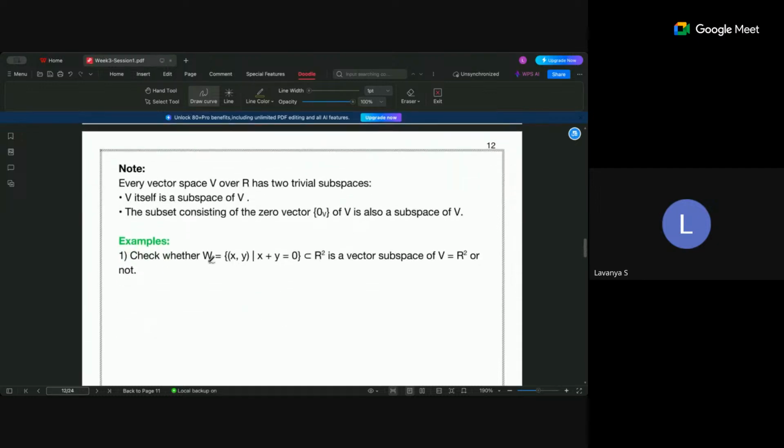So what is this W? W is the set of all (x, y) such that x plus y is equal to 0. So here you can rewrite it as the set of all (x, minus x). Yes or no? Can I replace y with minus x?